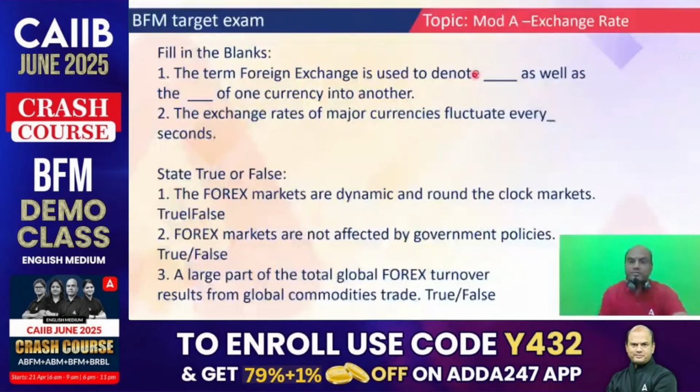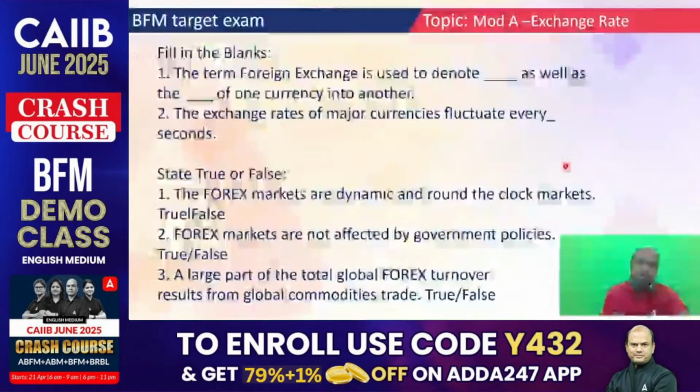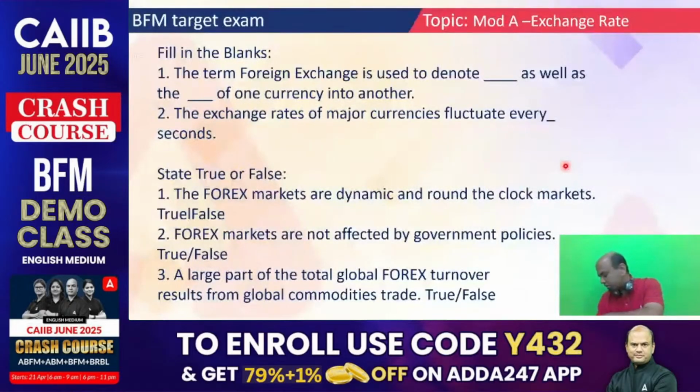So, the exchange rate of major currencies fluctuate every dash seconds. So, this answer is 4 seconds. Okay? The forex markets are dynamic and round the clock markets. True or false? Now you answer this. The forex markets are dynamic and round the clock. Are they round the clock? Answer this, true or false? Correct, Janvi. It is 4 seconds. Now answer this, true or false also. Forex market is dynamic and round the clock. So what is it? It is round the clock. Okay, kindly note. Forex market is round the clock.